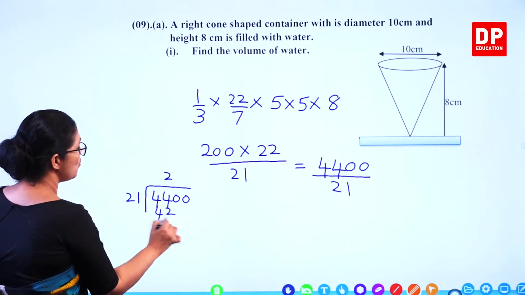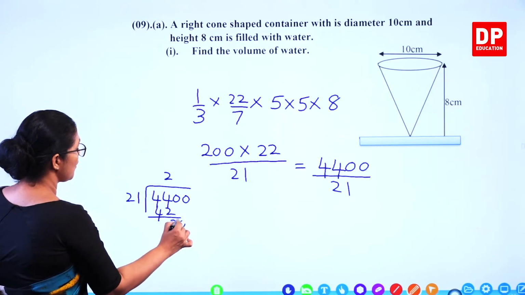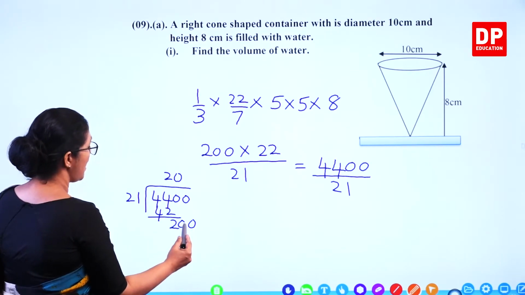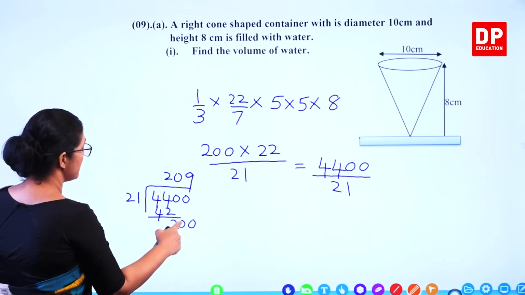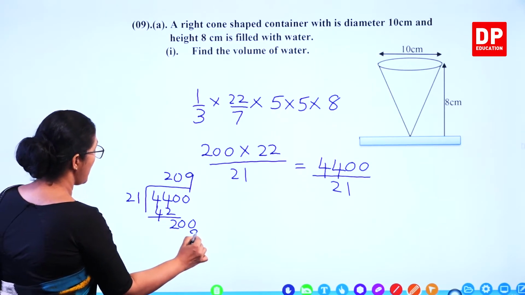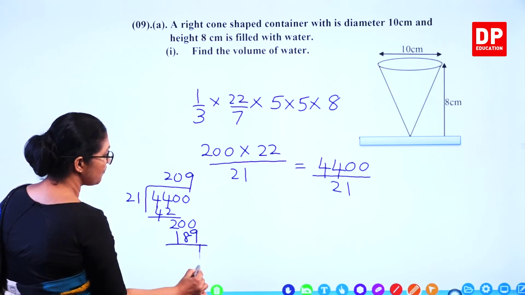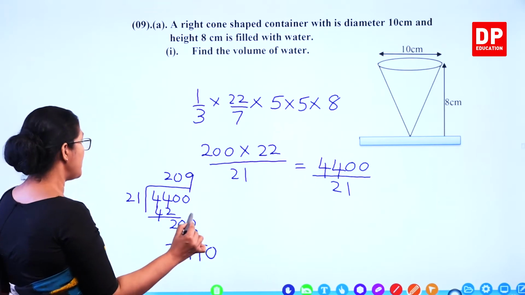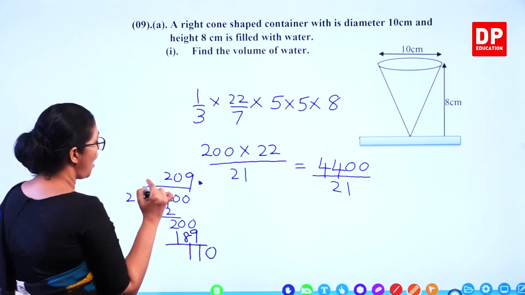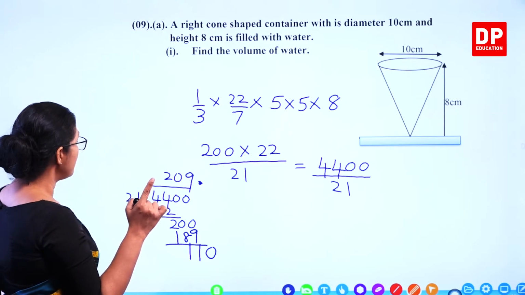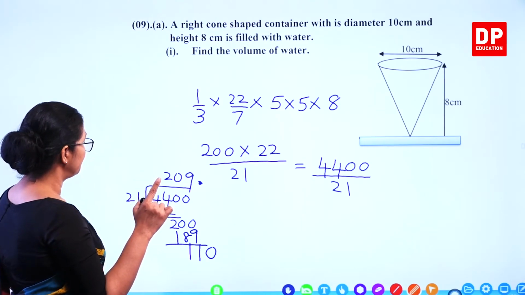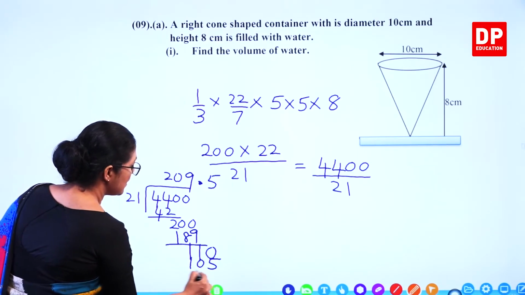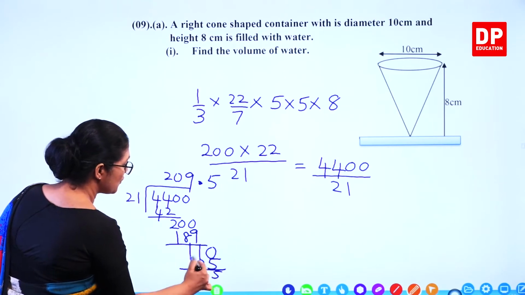2, that's 42. 2 remaining. For 20, that's nothing. For 200, 21 times 9 you get below 200. So 9, 18, 1 remaining, and 1. So 11 remaining, 110. How many 21s are there? So 100, that's 5. 5 times 1, 5. 5 times 2, 10. So 5 here. So 5 remaining.